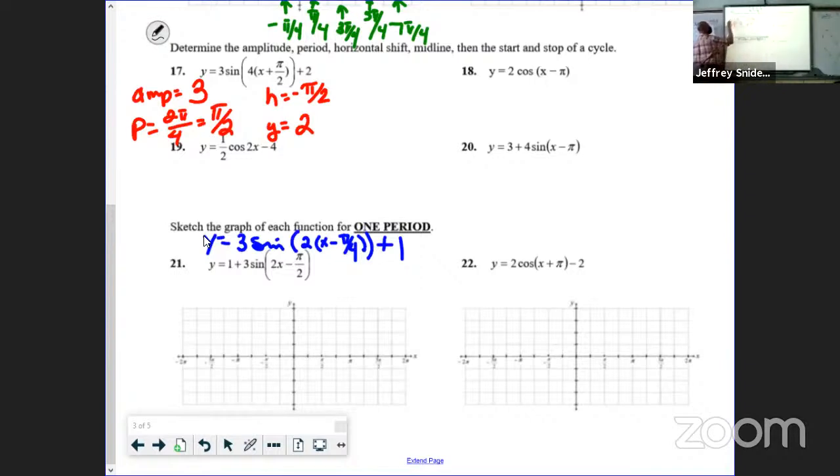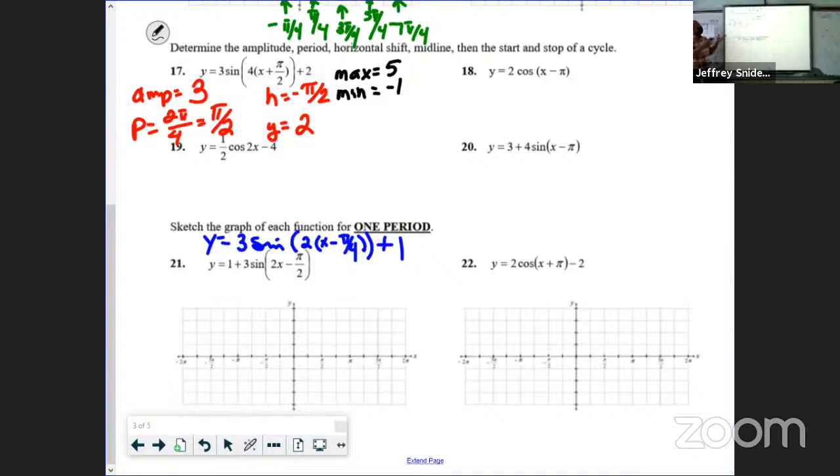What would the maximum be on number 17? 5. And how did I do it? It's the midline plus the amplitude. So the max of this graph would be at 5, and the minimum it would ever go to would be at negative 1, because it'd be 2 minus 3, so negative 1. Okay?